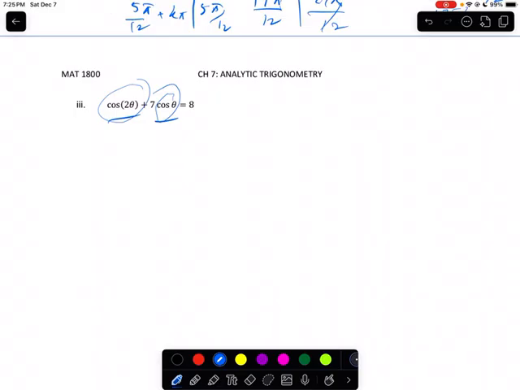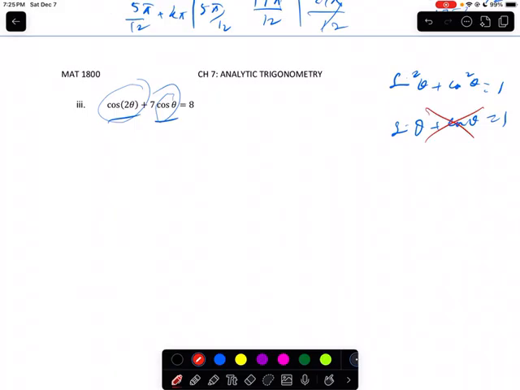This is a common mistake students make. Because we have that sine squared theta plus cosine squared theta is equal to 1, students think sine of theta plus cosine theta is equal to 1. This is wrong. You are not supposed to do that.